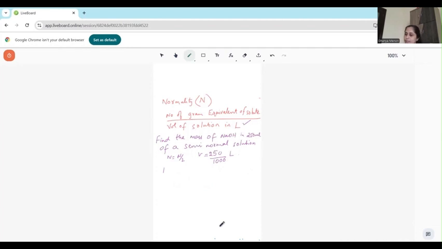Number of gram equivalent, that is mass over equivalent mass. Equivalent mass we found out 40. Over, what is the volume? 250 over 1000. So 1 by 2 is equal to mass by 40 times 1000 by 250. Now you can find out the mass, right? Mass is equal to 40 times 250 divided by 2 times 1000. Whatever is the value, you can find out.